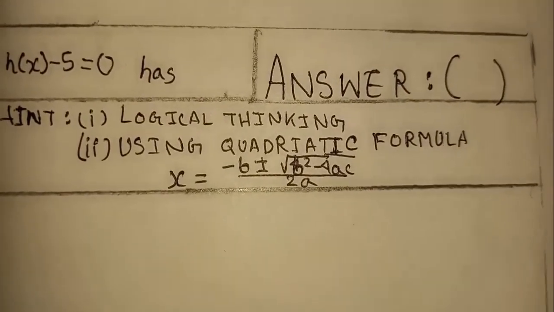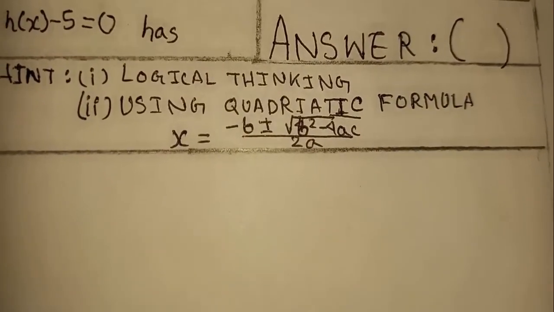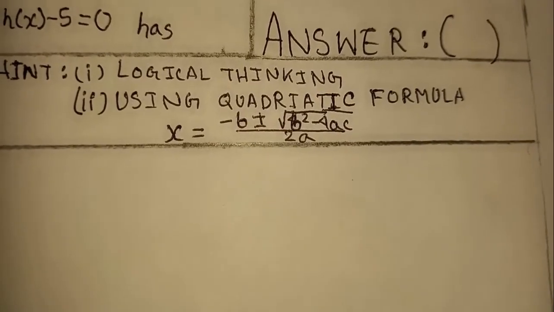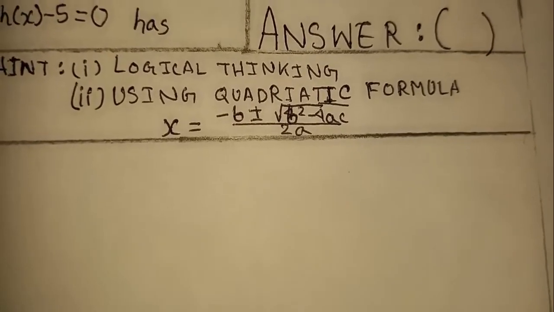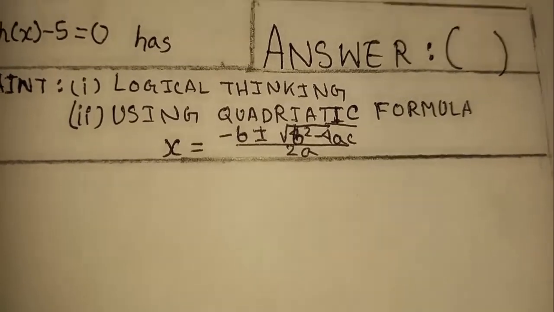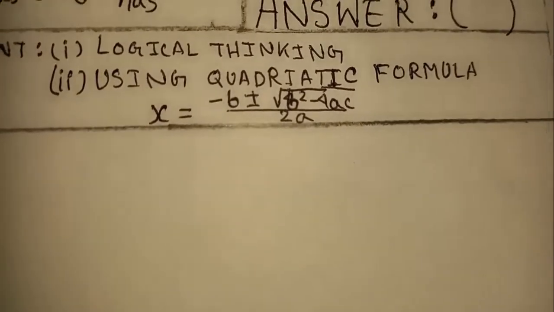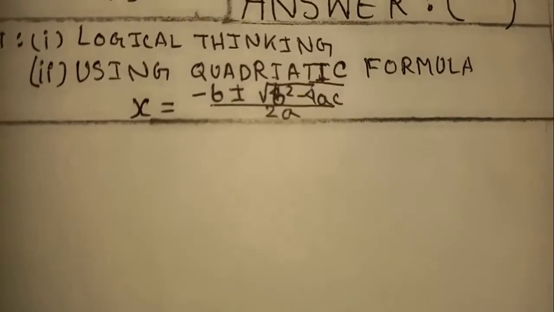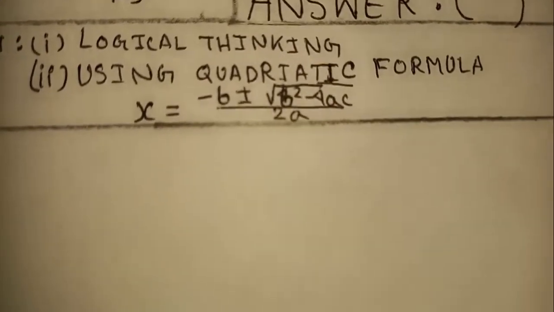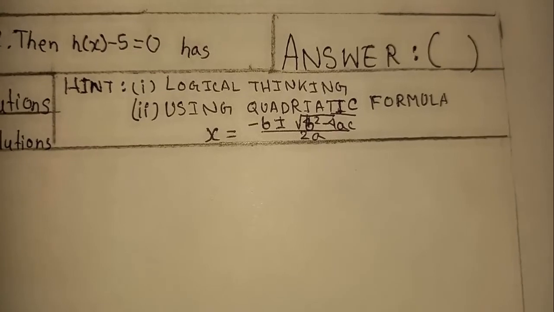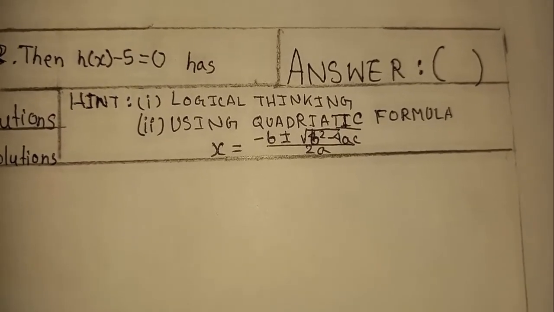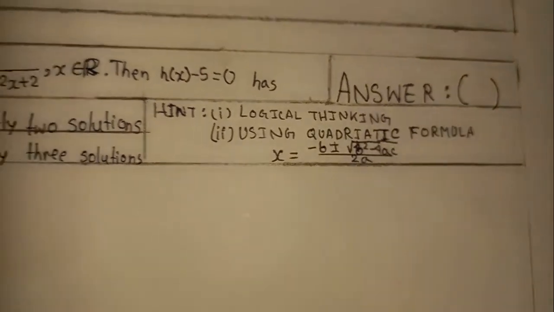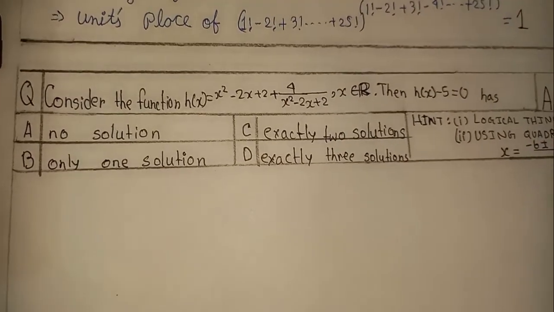requires the use of the quadratic formula, which says that if there is any expression of the form ax squared plus bx plus c, then x, or the roots, or the zeros, are minus b plus or minus the square root of b squared minus 4ac, all divided by 2a. Let us now solve this sum.